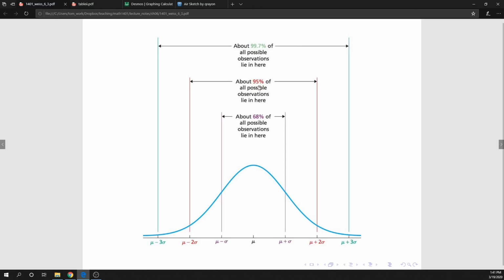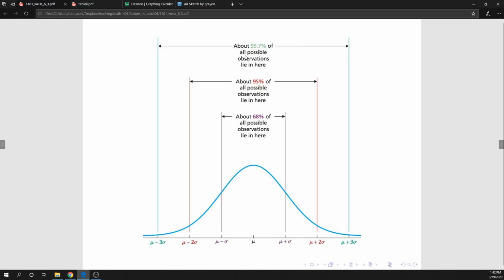And about 95% of all possible observations lie in between two standard deviations. So 2 standard deviations above and 2 standard deviations below, like this. So mu plus 2 sigma and mu minus 2 sigma over here. So if I take the mean and go 2 standard deviations above, 2 standard deviations below, then that region will have about 95% of all the area, or if you're thinking about it as observations, about 95% of the observations will lie within that range.